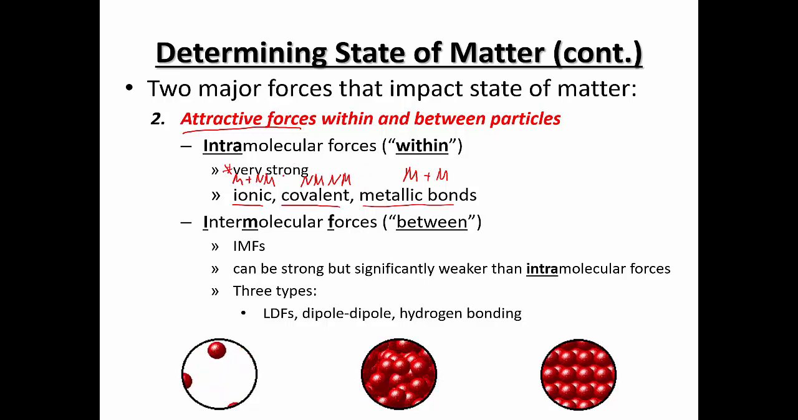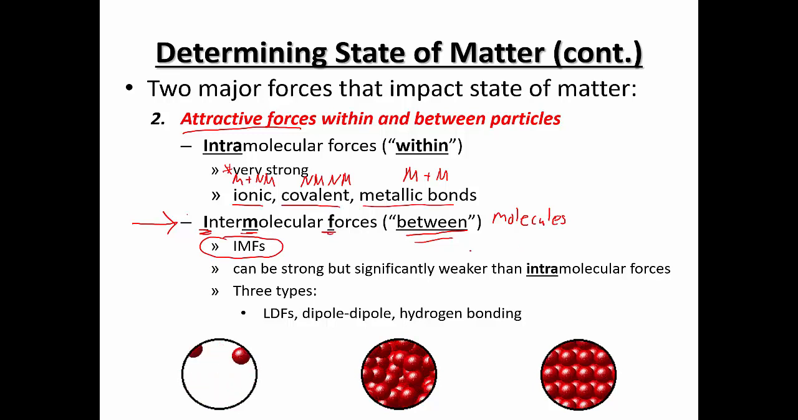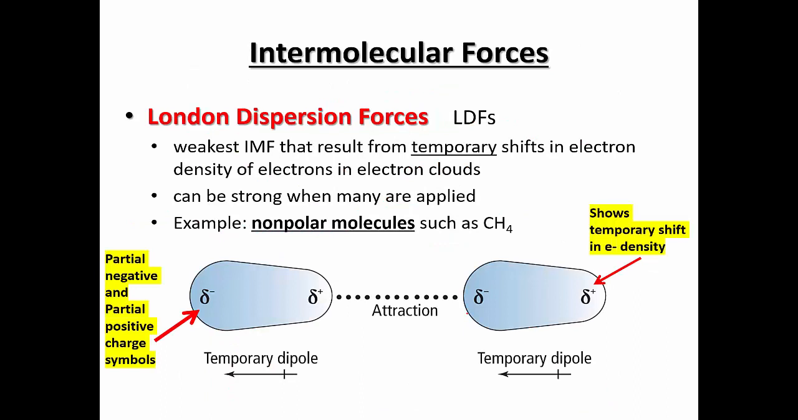Very strong bonds. The other one we want to look at, the important one for our chapter, is intermolecular forces, given that abbreviation IMFs. So our intermolecular forces are forces that are between molecules. When we look at that, it's a force of attraction between one molecule and another molecule. It can be strong, but significantly weaker than intramolecular forces. And the three types we're going to look at, LDFs, dipole-dipole, and hydrogen bonding, are the three we're going to be talking about. So our first one, LDFs.